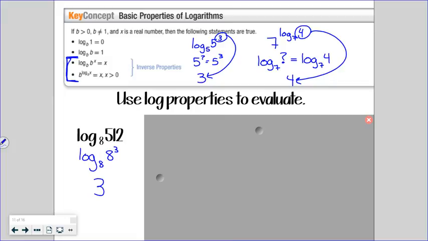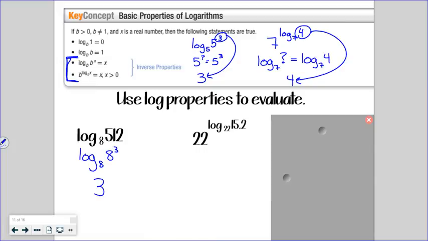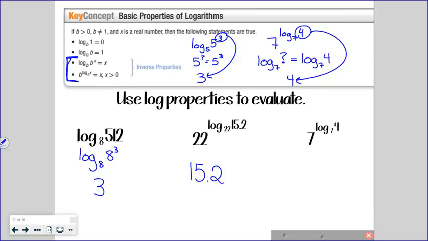Questions? Now that one was actually something I could have worked through. Sometimes it looks like I would need a calculator. Doesn't it look like I would need a calculator for something super ugly like this? 22 raised to log base 22 of 15.2, our answer is 15.2. If the base of the exponent and the base of the log are the same, that's weird. Totally made that one up. That's our example right there.